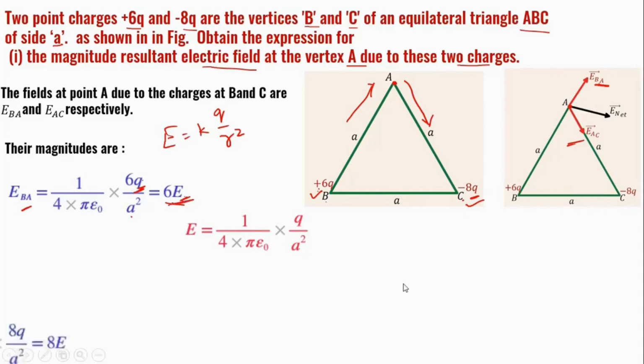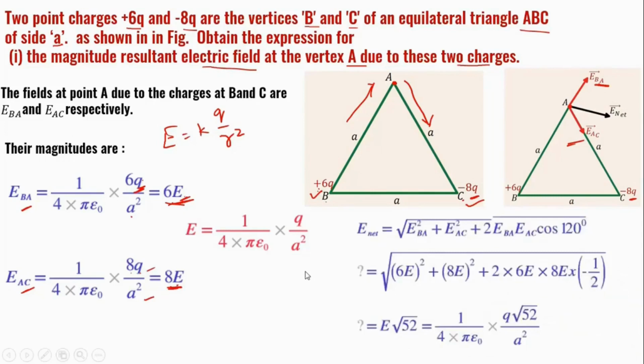Next we want to find EAC. EAC is due to the minus 8q charge. So here we put the magnitude 8q upon a squared, which comes out to be 8E, where E equals 1 upon 4 pi epsilon naught, q by a squared. So 8 times E gives us EAC. Here we are not putting the negative sign of the charge, only keeping the magnitude part. Now let us see what the net electric field will be.